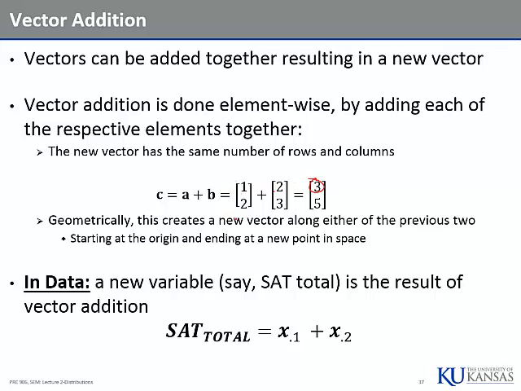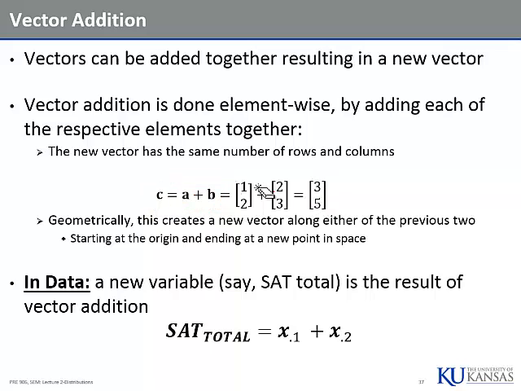1 plus 2 equals 3. 2 plus 3 equals 5. So really, with this one equation, C equals A plus B, we've just computed 2 different sums simultaneously. And that's kind of the purpose of matrices. It makes the math go quicker.